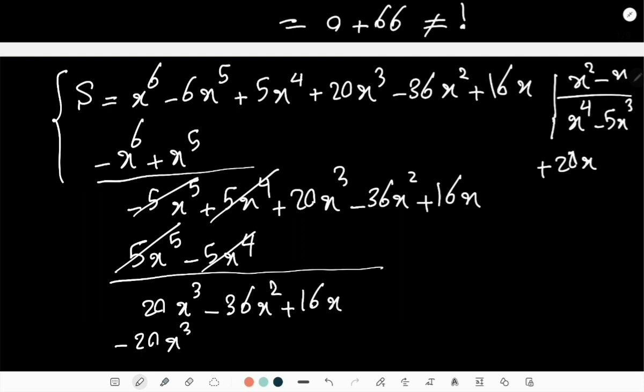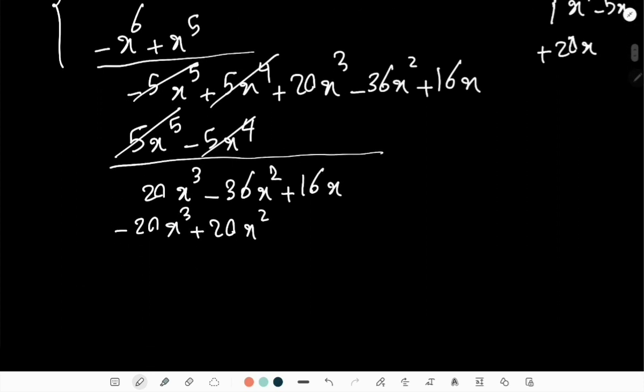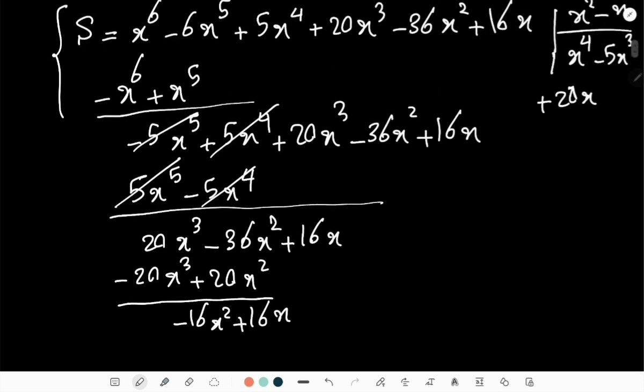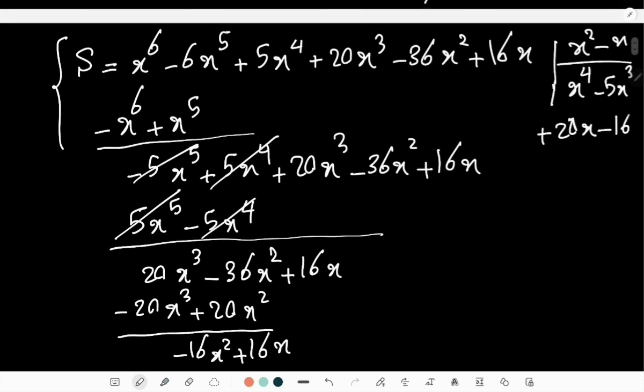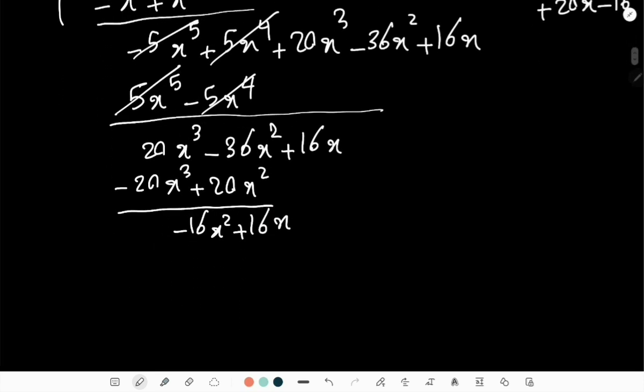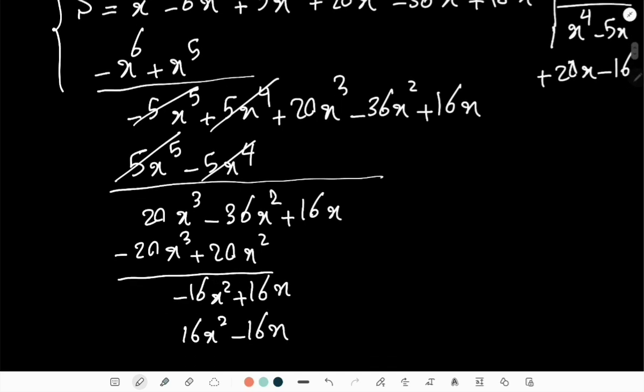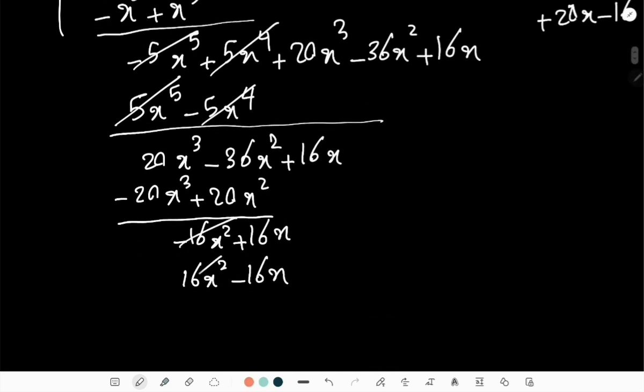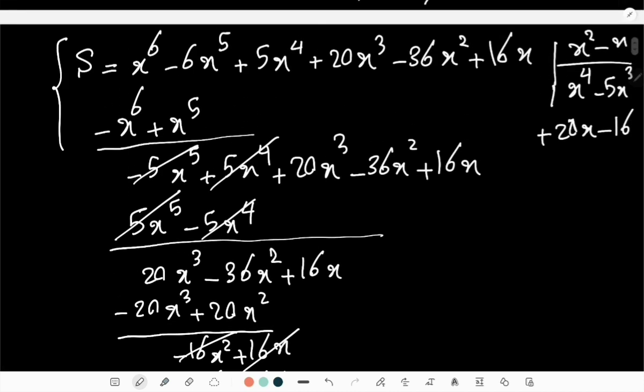20x^3 plus 20x^2, and if I just do this operation, then I get minus 16x^2 plus 16x, and again one more, and that is minus 16, which basically cancels out this guy, 16x^2 minus 13x. Let me check again. Yeah, that's true. It canceled out everything. And well, it has to cancel out because x^2 minus x is a factor of that expression.